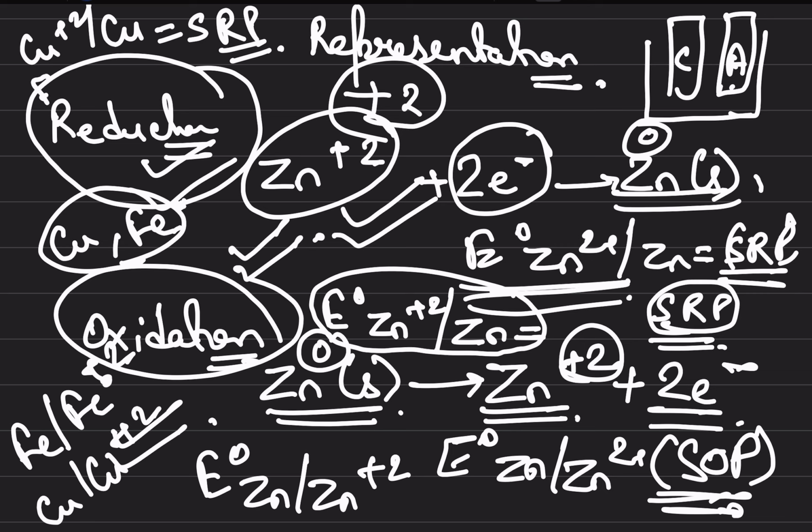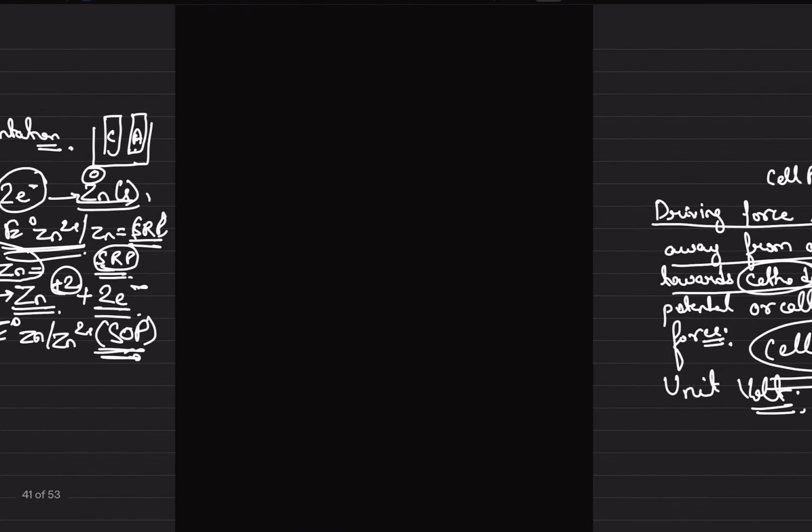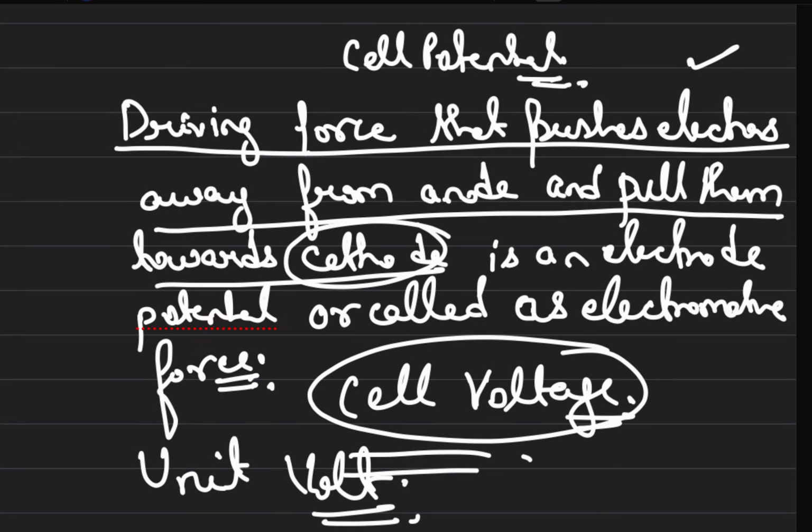Fe2+ to Fe is the standard reduction potential for Fe. This is for copper. Like this we represent a particular reaction. These are the representations for a particular cell, of how the standard reduction potential or the standard oxidation potential is represented. Moving further, we will see what the cell potential is.